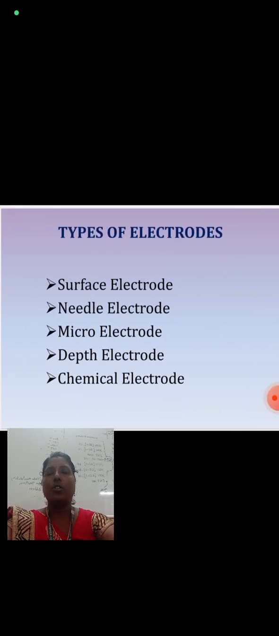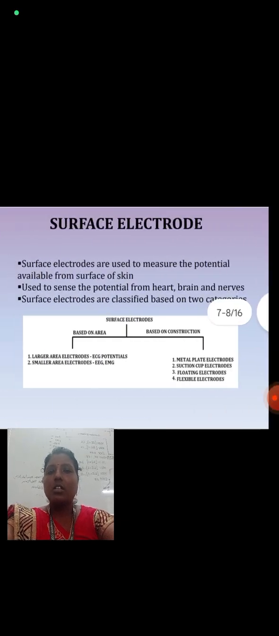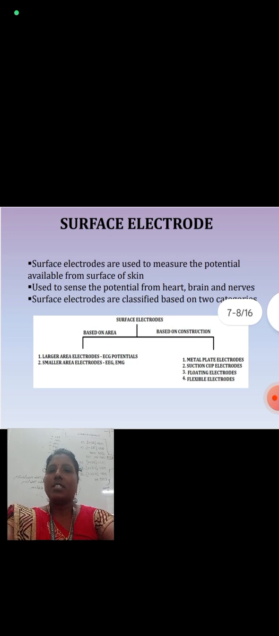Now, moving on to types of electrodes. There are many types of electrodes. Among them, I have given five types: surface electrode, needle electrode, microelectrode, depth electrode, and chemical electrode. In this video lecture, we are going to concentrate on the surface electrode. Surface electrodes are used to measure the potential available from the surface of the skin. They are used to sense the potential from the heart, brain and nerves.